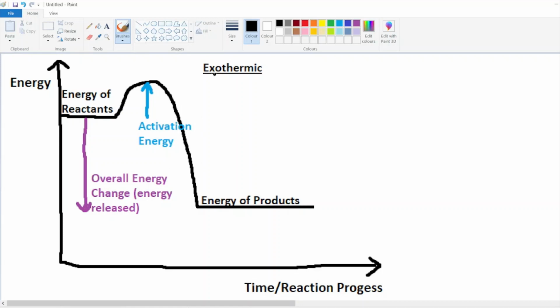And that is essentially how an exothermic reaction works. You need to remember how to draw and label these. You need to be able to label overall energy change and activation energy. And this one, probably energy on the y-axis. I don't know too much if the x-axis matters, because it's pretty obvious though, isn't it? I mean, you can't really forget it.